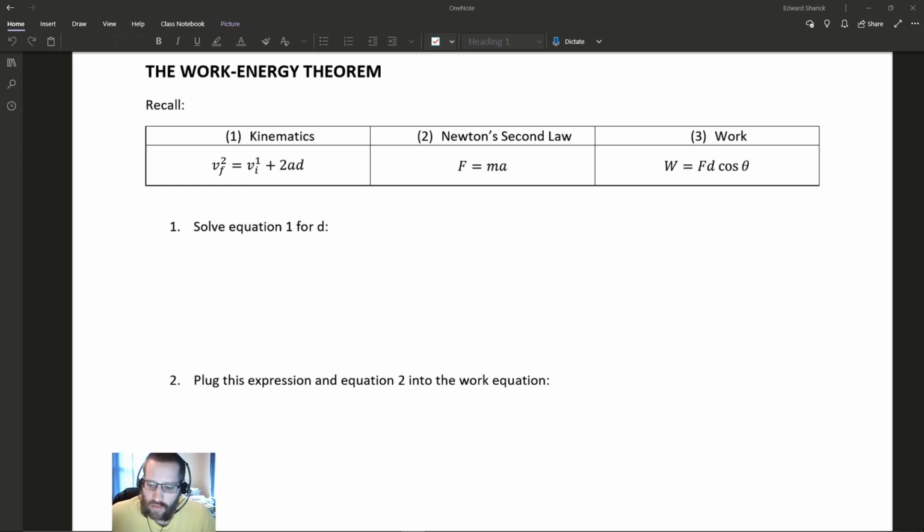Basically what this theorem says is that work can be related to a change in kinetic energy. And so what we're going to do is we're going to go ahead and derive this.